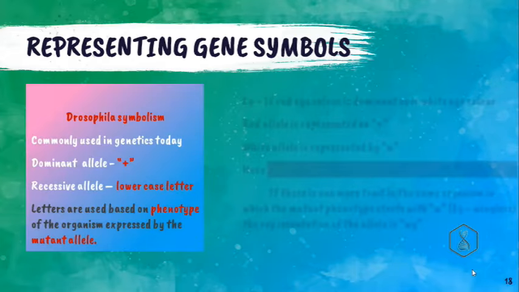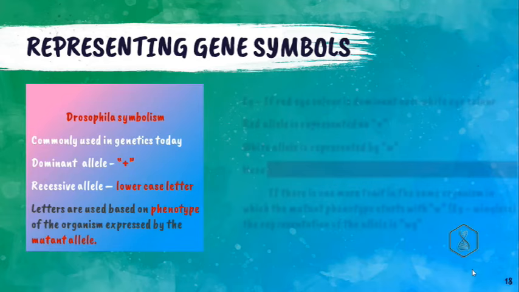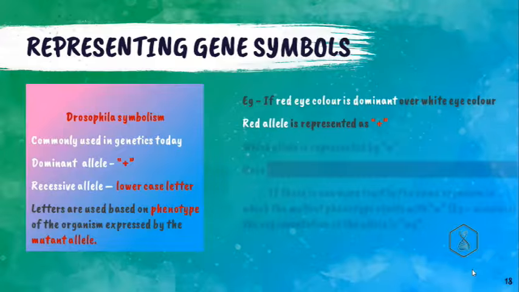Next method for representing gene symbols is Drosophila symbolism, which is commonly used in genetics today. The plus sign indicates the dominant type allele and lowercase letter represents the recessive allele. Letters are used based on the mutant phenotype. As we already discussed, the letter to be chosen is determined by the mutant phenotype. For example, if red eye color is dominant over white eye color, the red allele, which is dominant, is represented as plus sign. And the white allele, or white eye color, which is recessive, is represented by letter w.